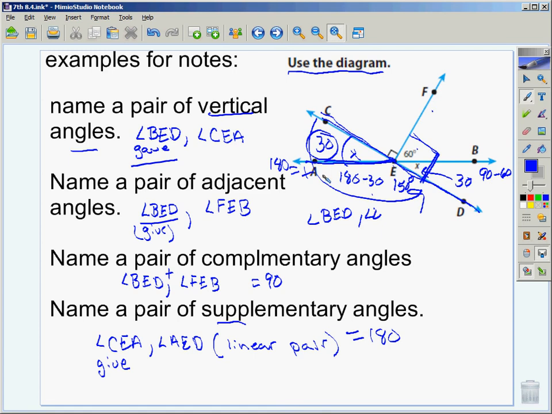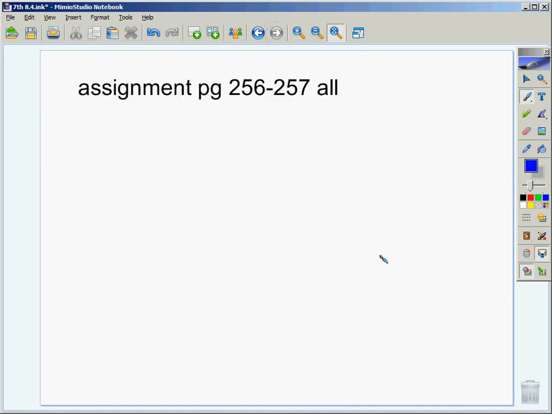We have to do all of them? Yes, everything that's on those 2 pages. Page 256 and page 257. Okay? Was everybody done copying everything that was up there? Everybody got everything they needed? Yep. It shouldn't take long, if that makes you feel better.